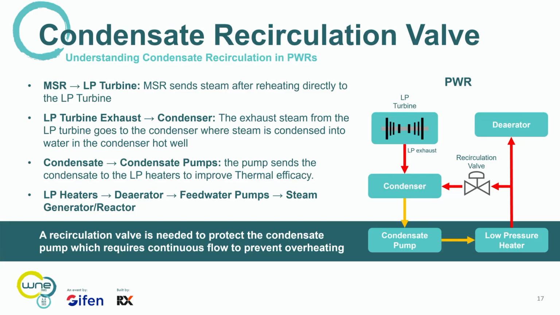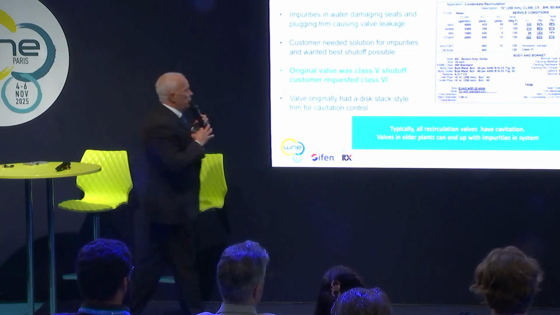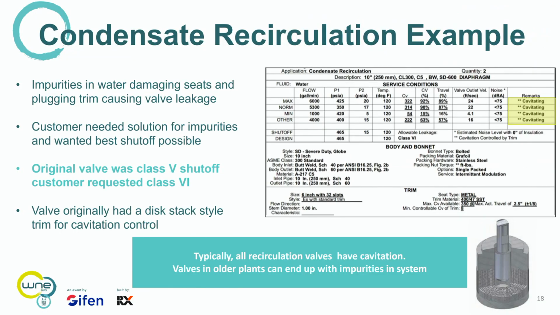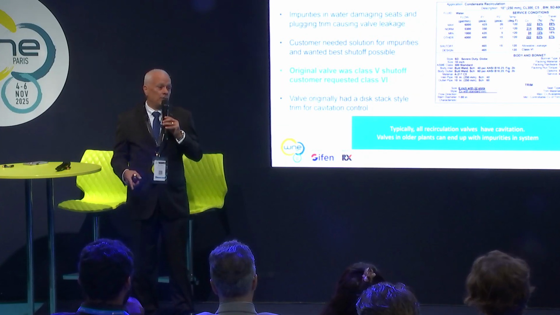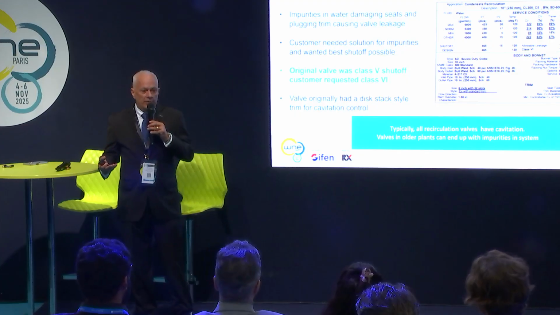So in this case, we're just trying to show you that this is a valve sized without cavitation control trim, so you can see it's cavitating. But in this case, the customer had another unique problem, which is common in older plants, whether it be a nuclear plant, a coal plant, or a gas-fired plant, that he had impurities in the system. You see this a lot in the boiler feed water recirc systems. You see that in the condensate systems. It ends up with magnetite, other types of impurities in the system.